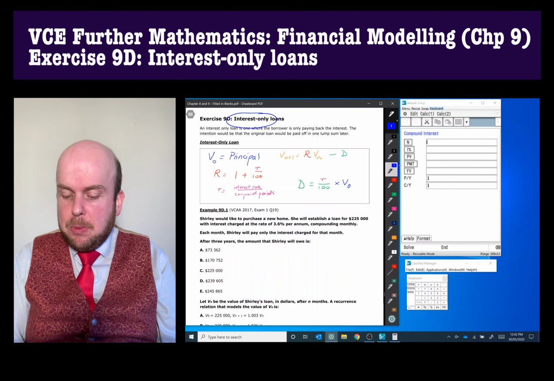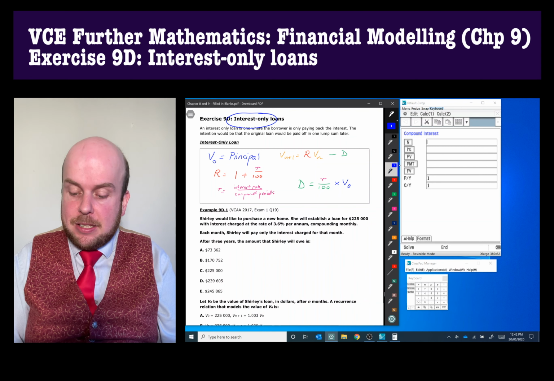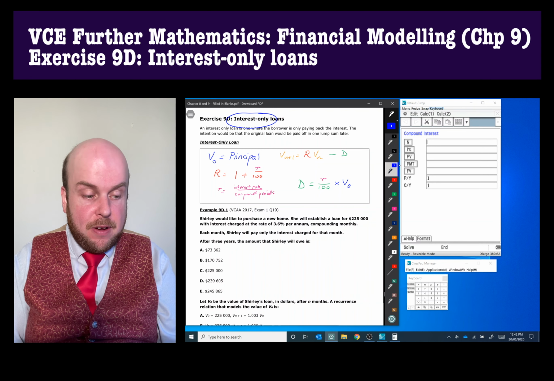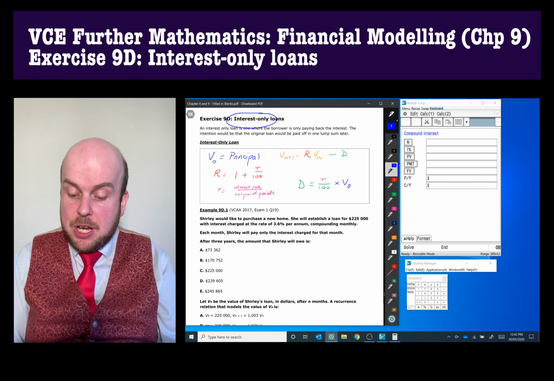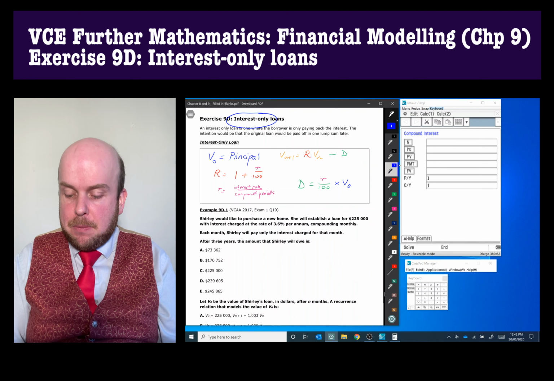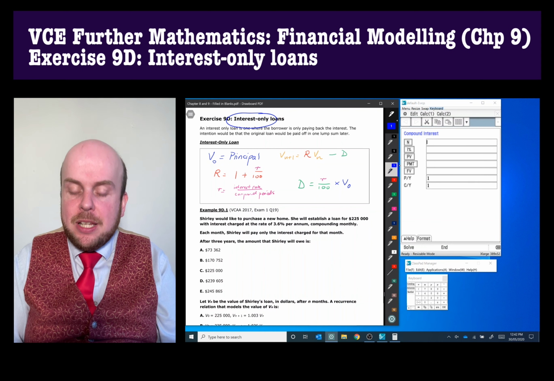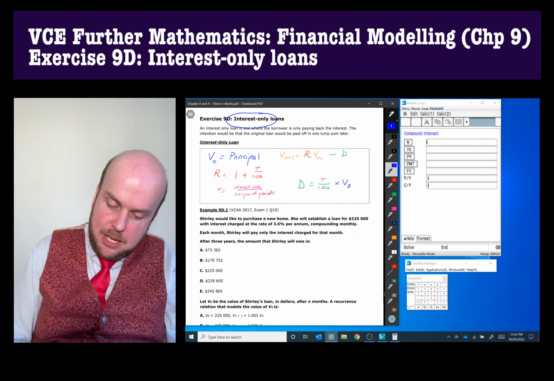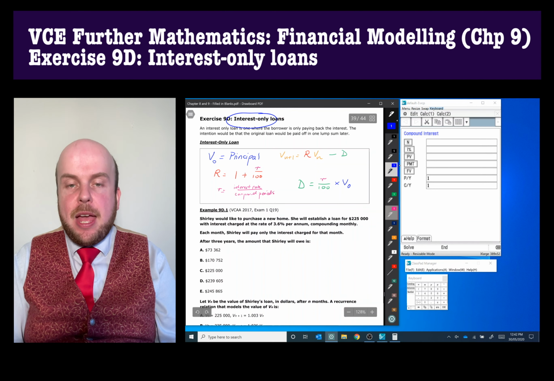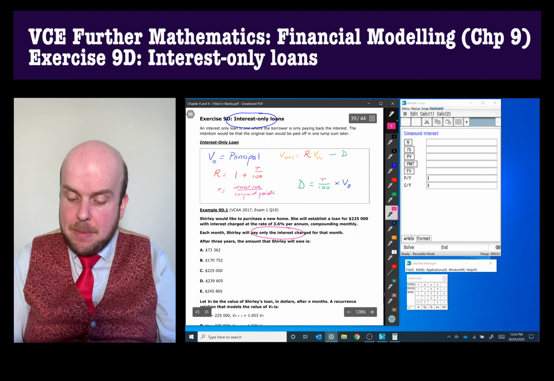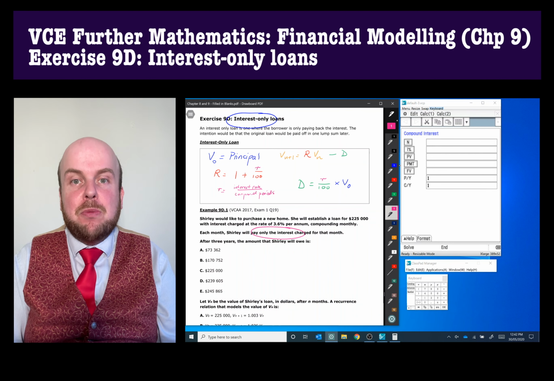Shirley would like to purchase a new home. She will establish a loan for $225,000 with interest charged at a rate of 3.6% per annum, compounding monthly. Each month, Shirley will pay only the interest charged for that month. After 3 years, the amount that Shirley will owe is what?